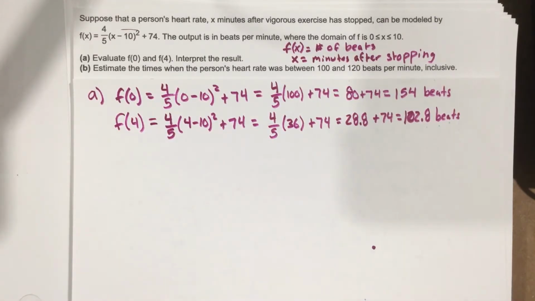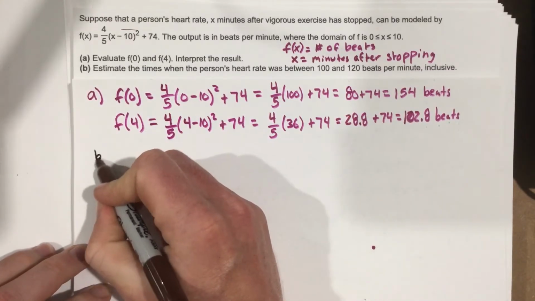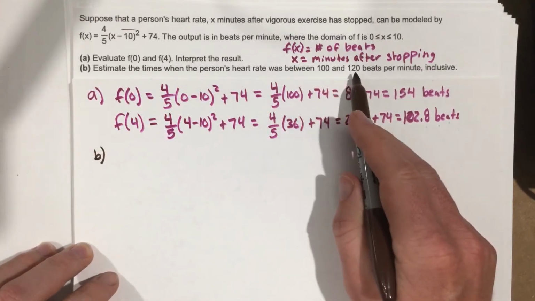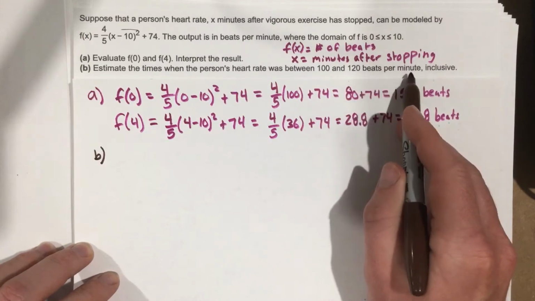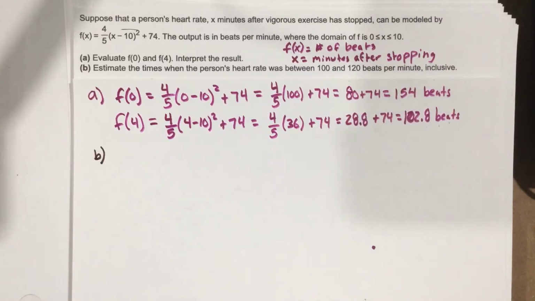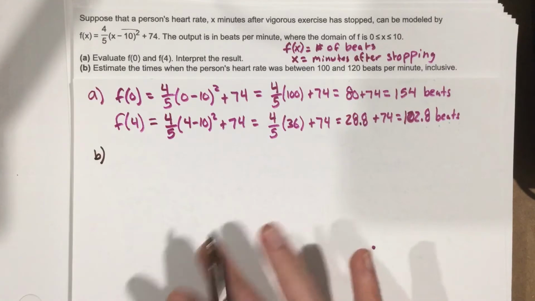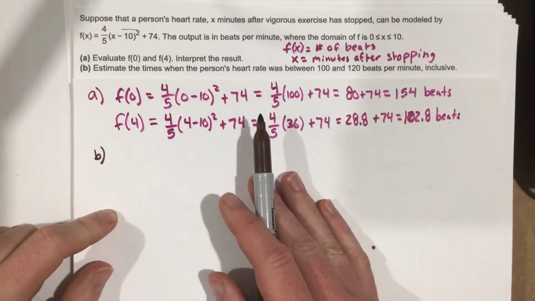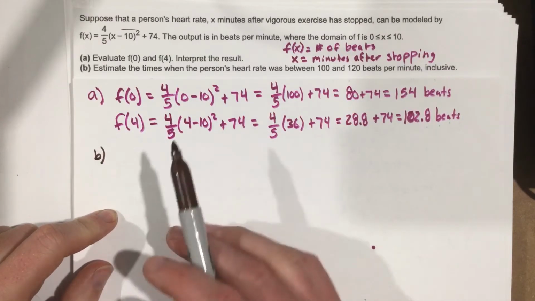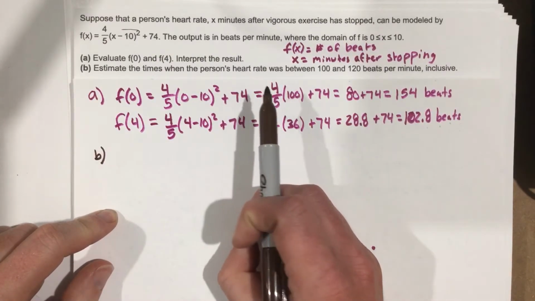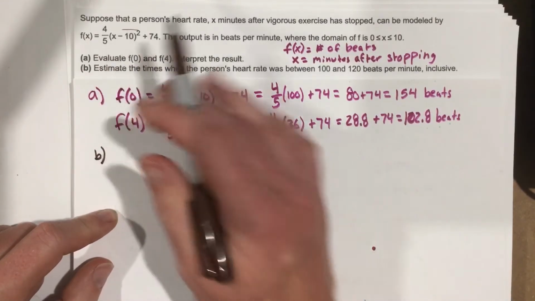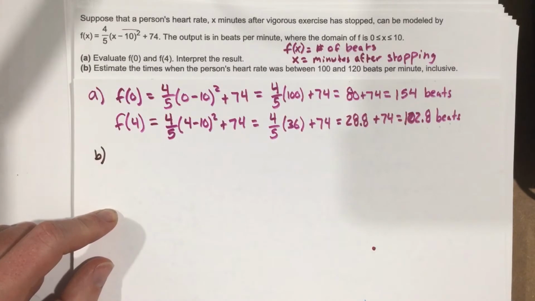Part B, they say, estimate the times when the person's heart rate was between 100 and 120 beats per minute, inclusive. Now, in this problem, you're going to run into a situation where you can do it two different ways. I'm not going to show you both ways. I'm going to show you the way I think you should do the problem.